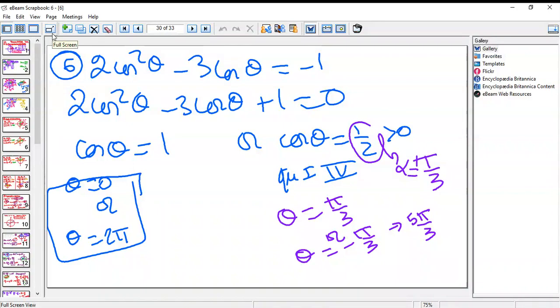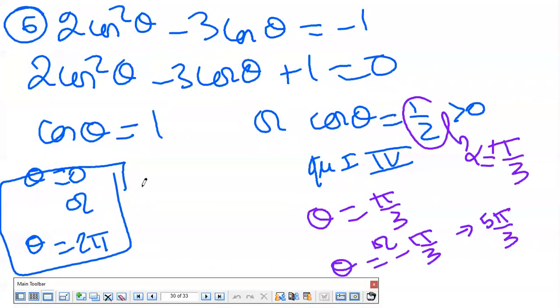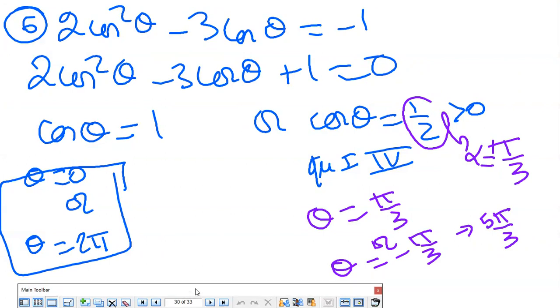Let's continue the application. I still have part 6, 7, 8, 9, and part 6F. So I'm solving the trigonometric equations. I have here 2 cosine squared theta minus 3 cosine theta equal to minus 1. If I move minus 1 to the first part, it reminds me of the quadratic equation: 2x squared minus 3x plus 1 is equal to 0.